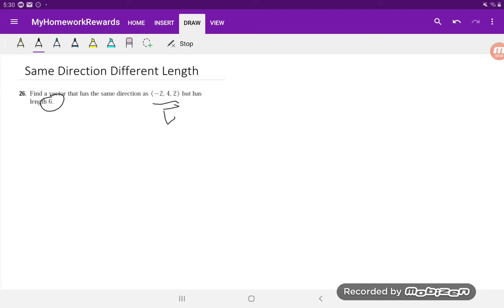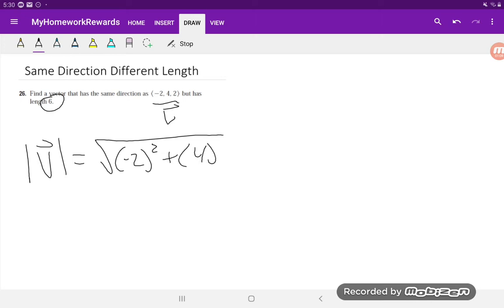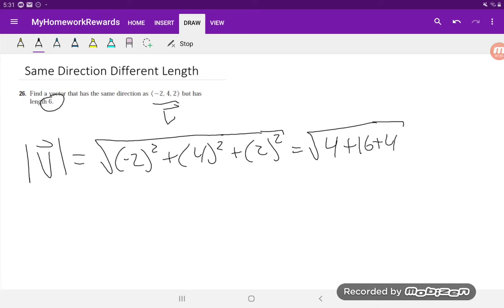So first, let's see what the length of this vector is. If you recall, the length of the vector is just the square root of each of the components squared. So x, y, and z squared. And this gives us the square root of 4 plus 16 plus 4, which is the square root of 24.